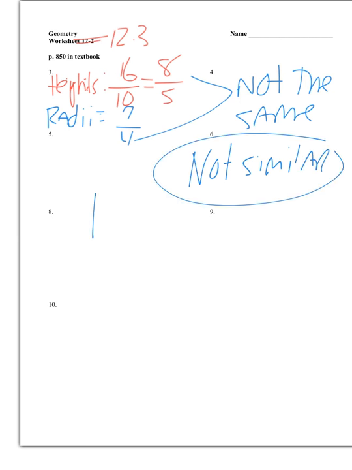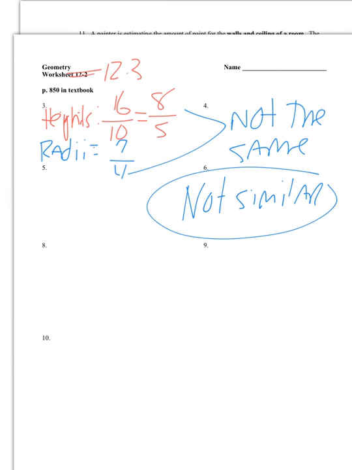Let's look at another example. Numbers 3, 4, 5, and 6, pardon me, are all the same, so you can do those using your notes from Tuesday and the example I just did in number 3. Let's go down to number 8. I'll circle it. This is the one we're going to work on.